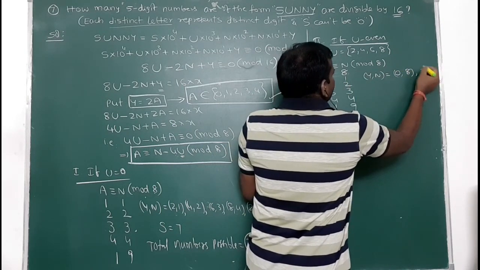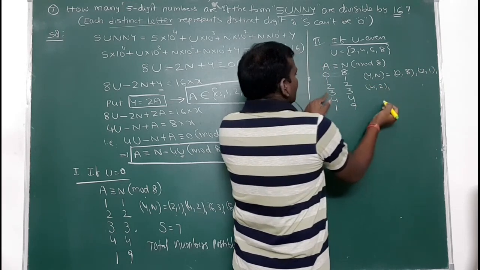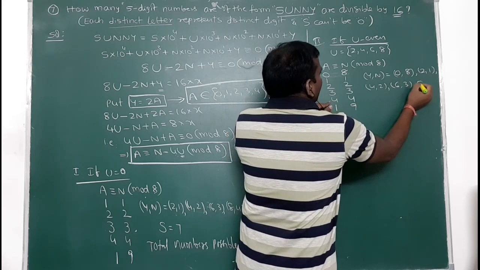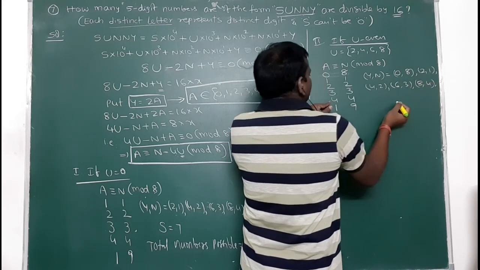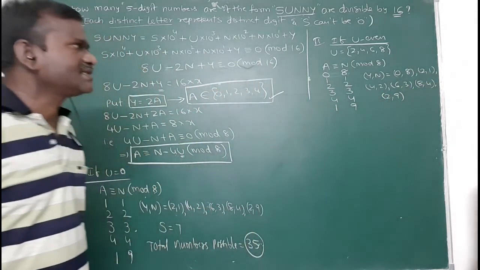2, 1, 4, 2, 6, 3, 8, 4, 2, 9. These are the possibilities. These are the 6 possibilities.